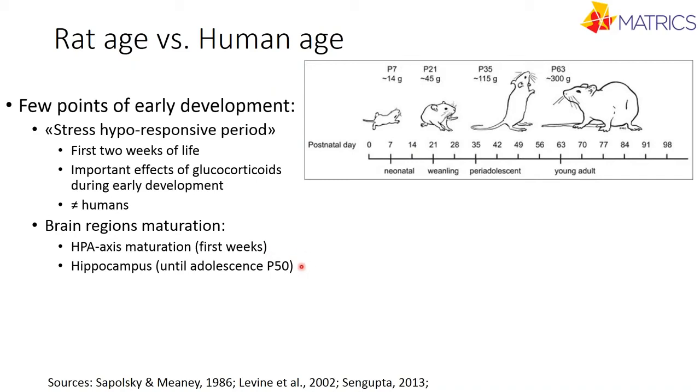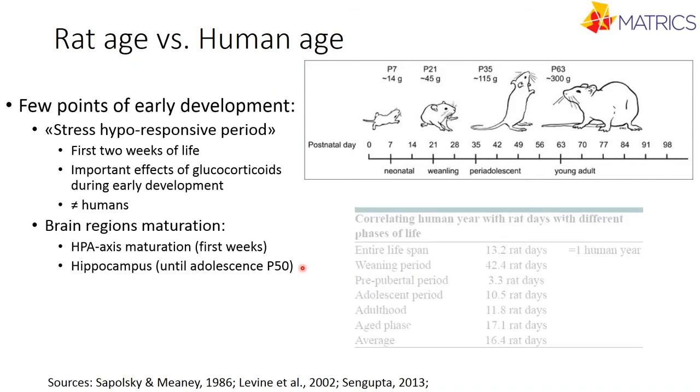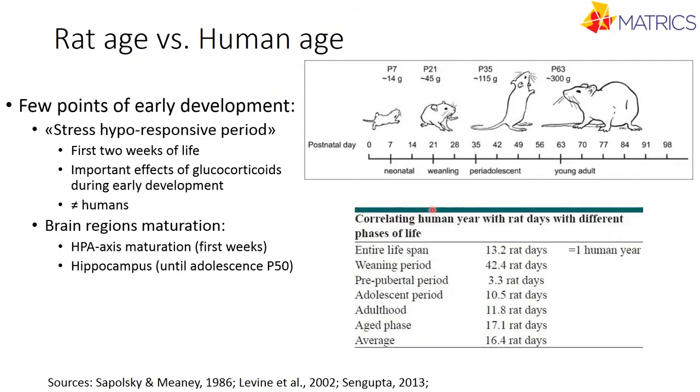This also means that the HPA axis, the stress system, is still under development during the first weeks of life in rats. Also, something that is the case in humans too is that the hippocampus is still under development, and until adolescence it can be affected and the plasticity can be altered due to stress, which means that this period is specifically interesting in developmental studies and the development of psychopathologies.